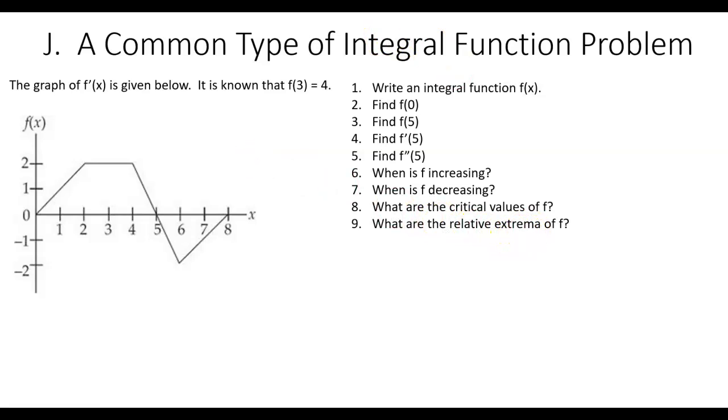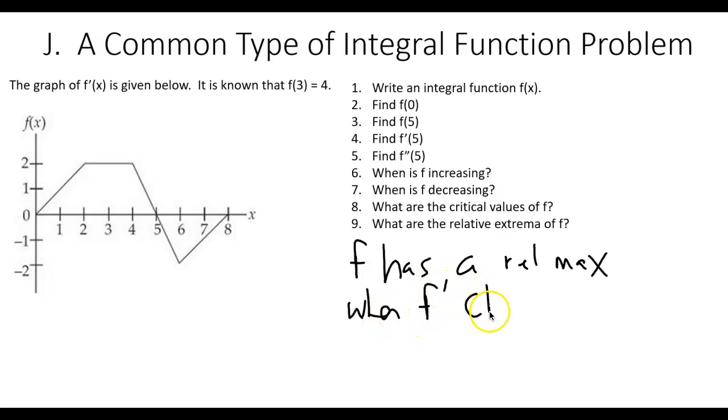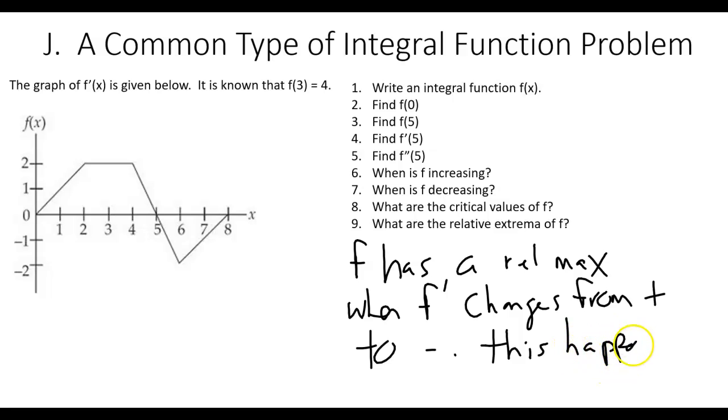What are the relative extrema of f? Well, if you look back at that chart that I gave you a little while back, f has a relative max when f prime changes from positive to negative. This happens at where? Here we're going from above to below, and that happens at 5. So we would say at x equals 5, we have a relative max.